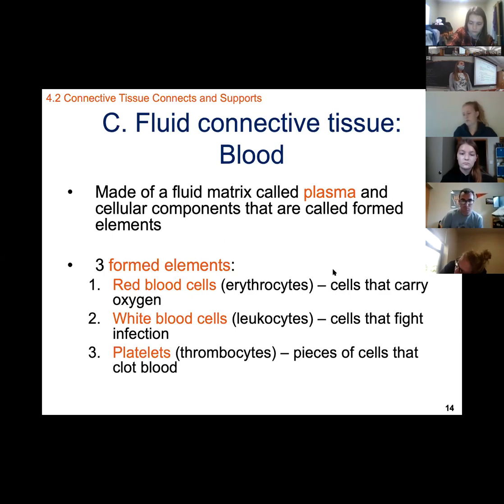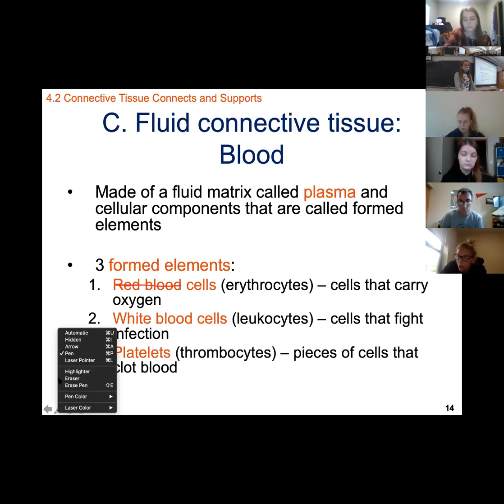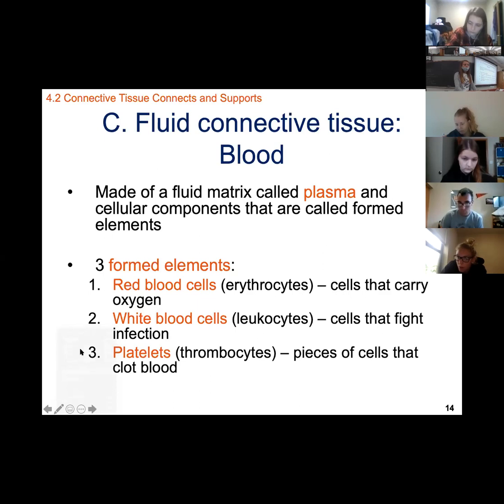There are 3 types of formed elements in the blood. Like I said, we have red blood cells, white blood cells, and platelets. Those are super important for different reasons.